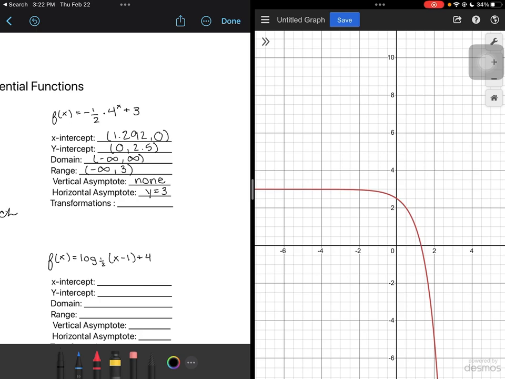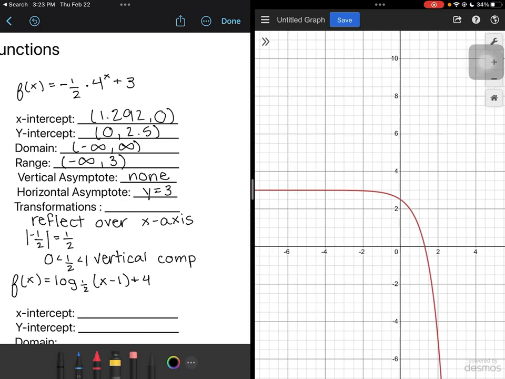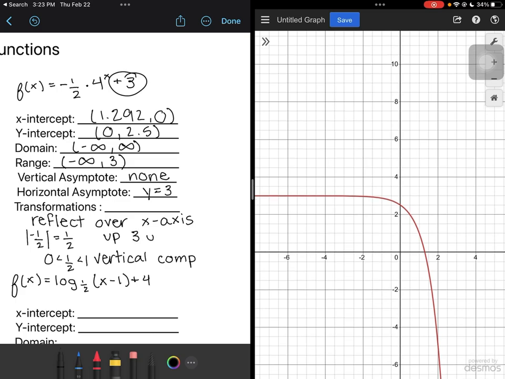Okay, so now let's look at our transformations. We have a negative, which should be like a big red flag, because anytime we have a negative, it's going to reflect over the x-axis. And then the 1/2 is in between 0 and 1, right? We take the absolute value of negative 1/2, which is 1/2, which is between 0 and 1. So that means this is a vertical compression. And then lastly, the number on the outside, that plus 3, means it's going to move us up 3 units. So this one had 3 different transformations. And we always know the number of transformations based on the extra things that are in our equation.